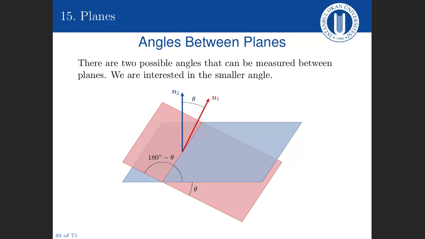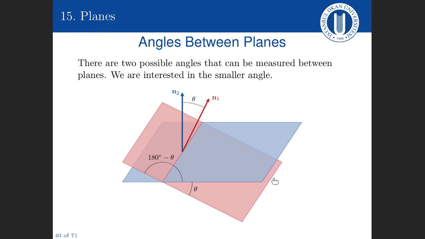We might be interested in the angle between two planes. And straight away from this picture, you can see there are two different angles between the planes. We might have this angle theta, or we might have this angle 180 degrees minus theta. We want to take the smaller number. Whichever of these two angles is smaller, we're going to call the angle between two planes. You will also note that this angle theta is the same as the angle between N1 and N2.